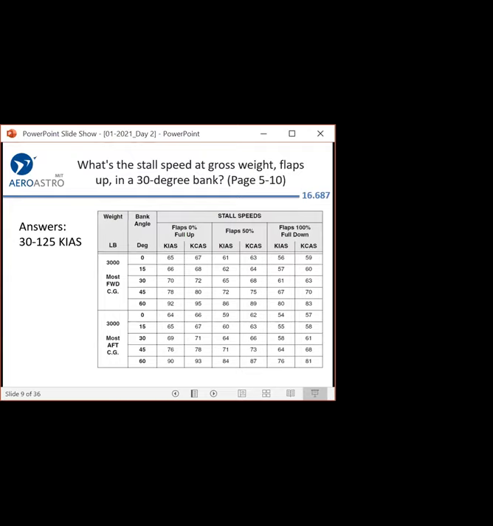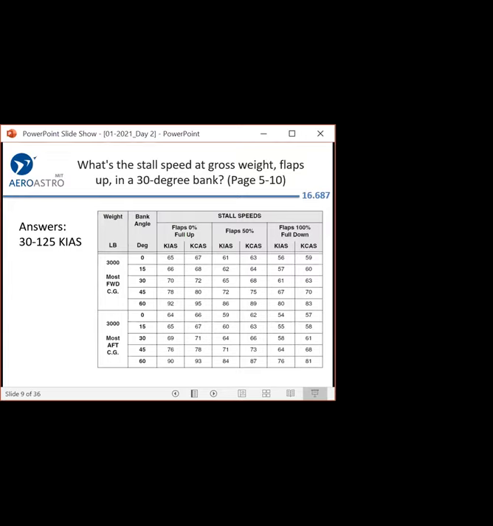So, this is not something that you would use for practical flying. You would say, I'm going to maintain at least 1.2 times this when I'm in the pattern, and only think about getting down to this speed when I'm almost touching down.